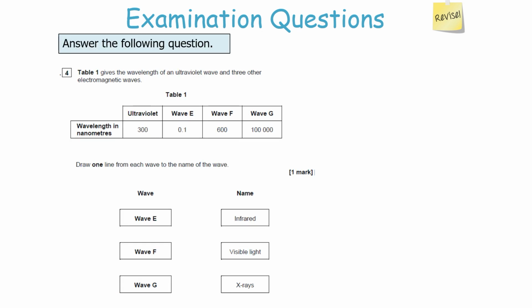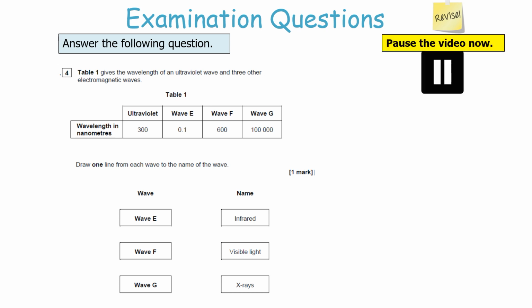Our next question says, table 1 gives the wavelength of an ultraviolet wave and 3 other electromagnetic waves. Draw one line from each wave to the name of the wave. So pause the video now, then unpause the video when you want to go through your answer.